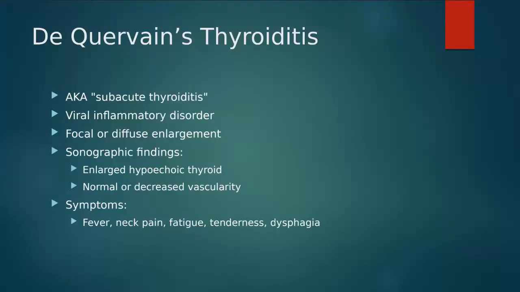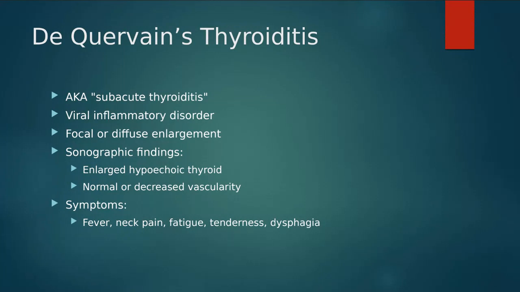Next, we have de Quervain's thyroiditis. So this is kind of like what we call a subacute thyroiditis. This is a type of viral inflammation disorder. So say you have some type of virus that you contract for whatever reason, it can ultimately spread and affect our thyroid. We could see the entire thyroid affected by this virus, or we could just see a portion of the thyroid affected. And of course, anytime it's inflamed, we are going to have that enlargement of the tissue.